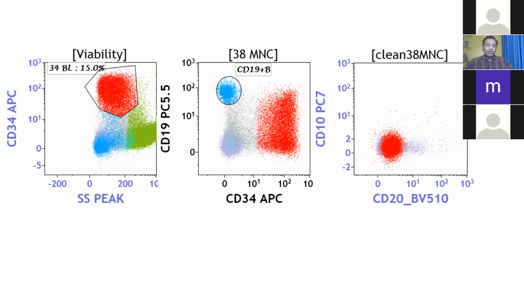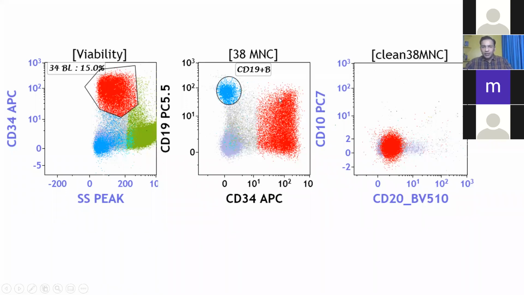So we confirm, because based on the CD45 we said okay, these are weak. So we confirm with CD34. We know CD34 is the blastic marker. And all these cells are CD34 positive. So you can see the CD34 is positive in this red population. Now we look at different lineage markers. We look at CD19 and CD10 and CD20 for B cell lineage.